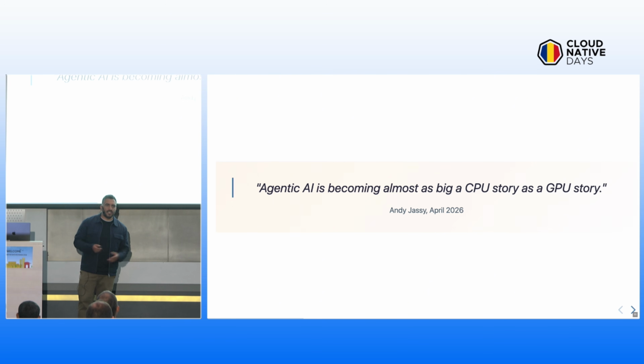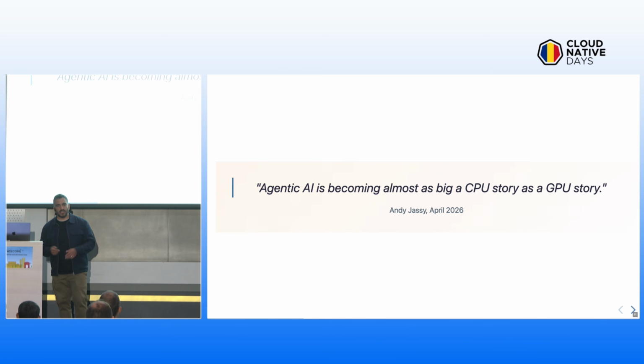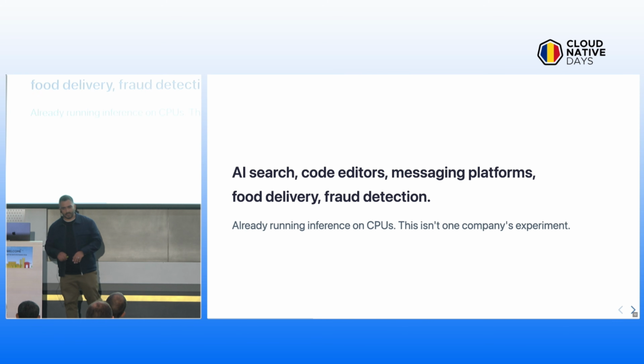And Andy Jassy, our CEO, says that agentic AI is becoming almost as big a CPU story as a GPU story. So you can see that the trend is going towards this, and you're gonna start seeing more and more adoption of CPUs into the AI ecosystem.